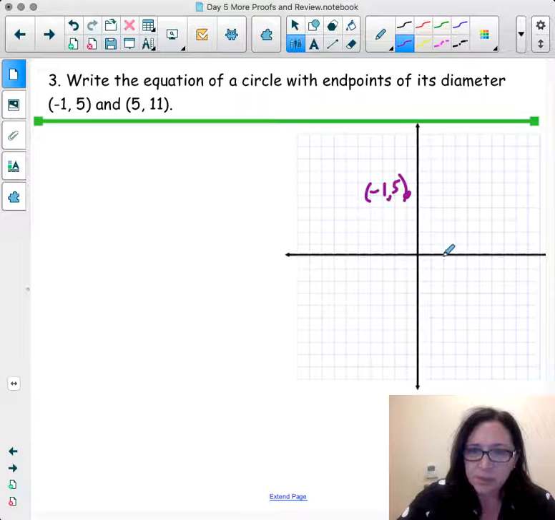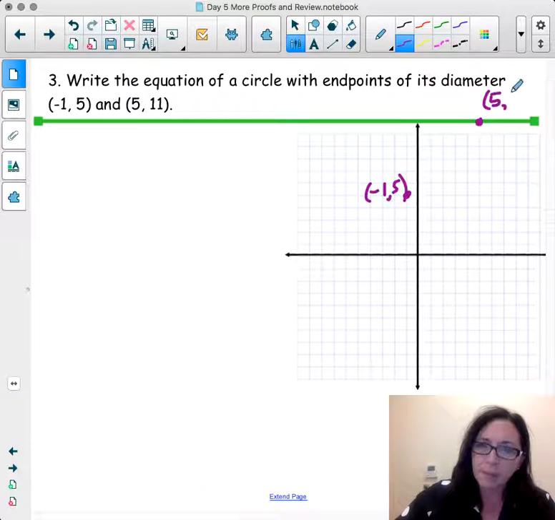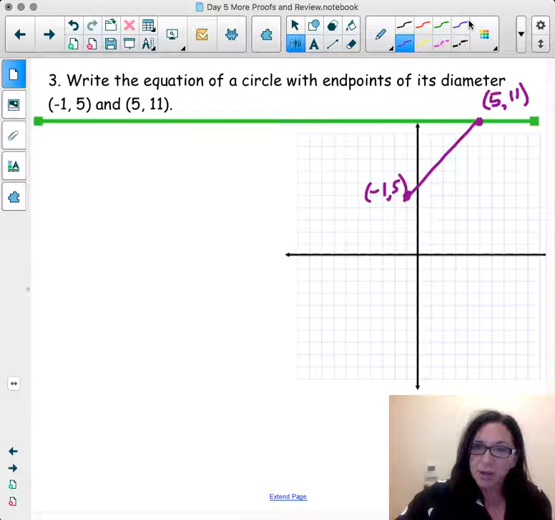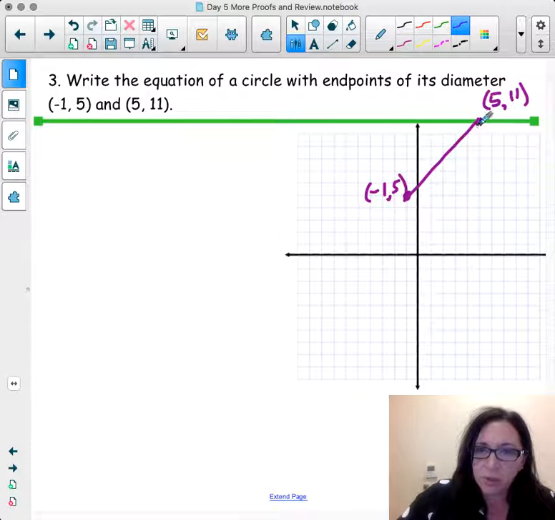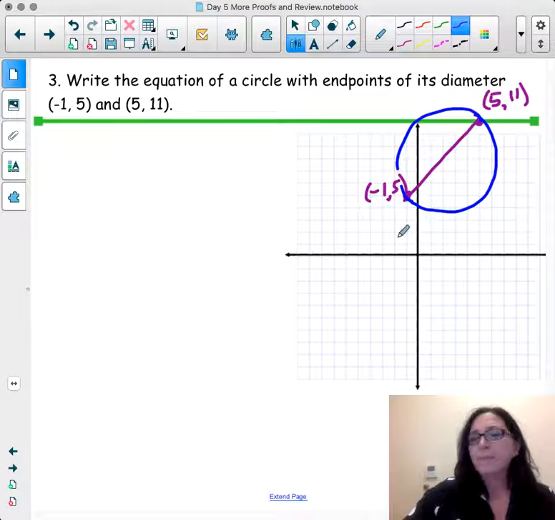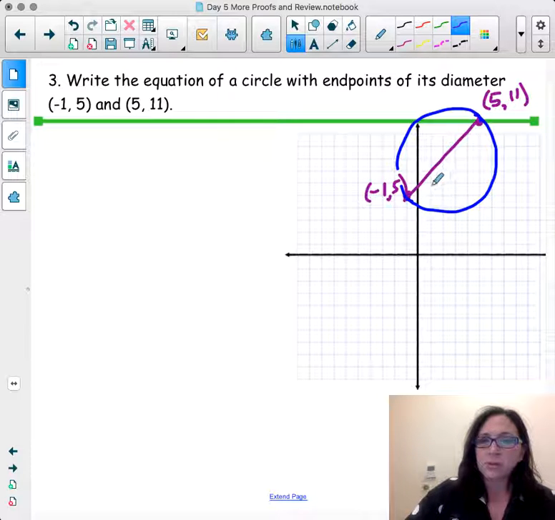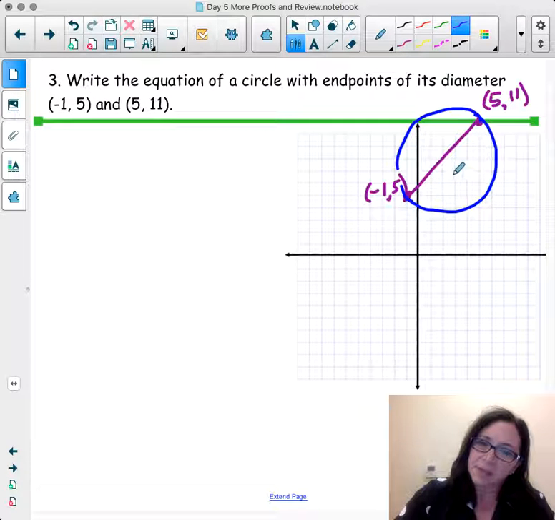So 1, 2, 3, 4, 5. I think this is 10, plus 1 is 11. So this is 5, 11. So what is that? That's my diameter. And so what you're going to do with that is, let's try to graph this. My circle, if that's my diameter, that means that my circle comes around like this and comes through like that. So that's my circle.